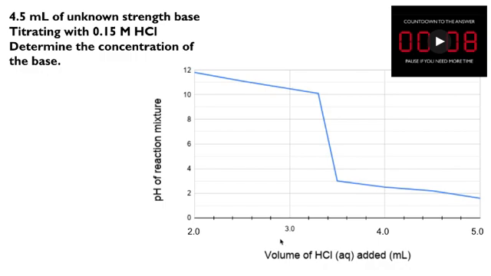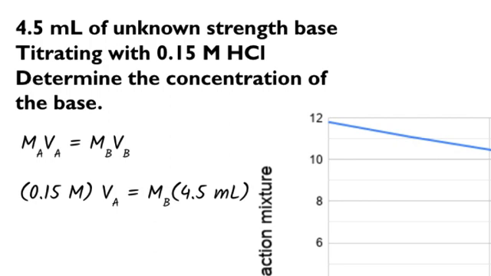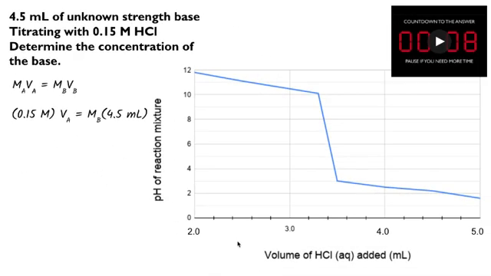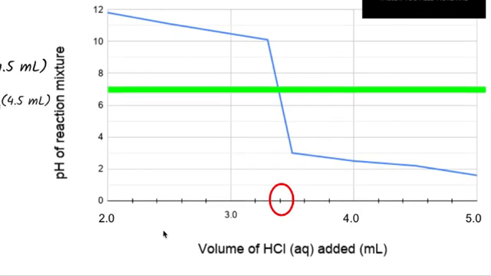So it all starts here with reminding ourselves of our equation from table T that we would need. The molarity of the acid, which we know is 0.15 molar, times the volume of the acid that we use. We're going to look at the titration curve in a moment to figure that out, is going to be equal to the molarity, or the concentration of the base, times the volume of the base, 4.5 milliliters. So the equivalence point is about here. If I read my x-axis, that would be about 3.4 milliliters of acid used to get the solution neutral.